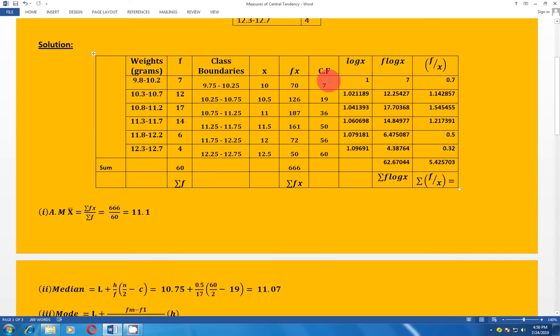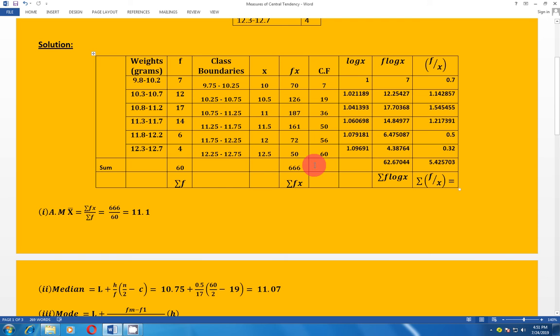And what is the cumulative frequency? Simply we take the first frequency here, and after that we add each and every next frequency to the previous total of cumulative frequency. For example, we take the first frequency 7, and 7 plus 12 is equal to 19, 19 plus 17 is equal to 36, 36 plus 14 is equal to 50, 50 plus 6 is equal to 56, and 56 plus 4 is equal to 60. And the last cumulative frequency must be equal to the sum of f.